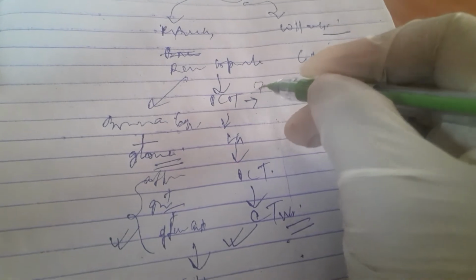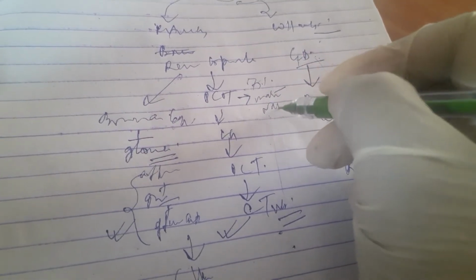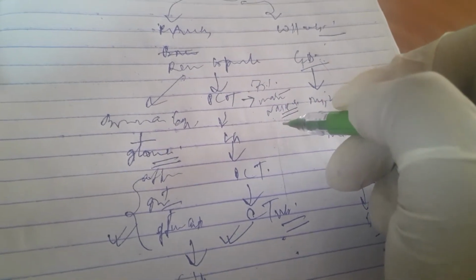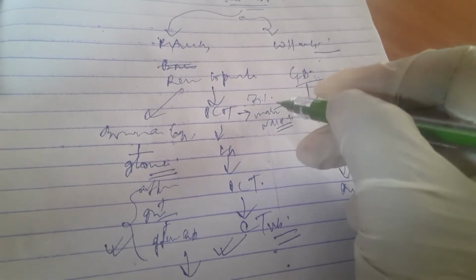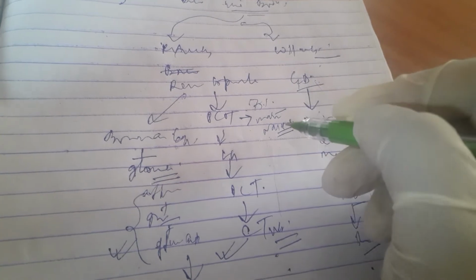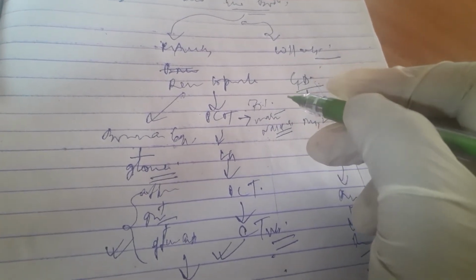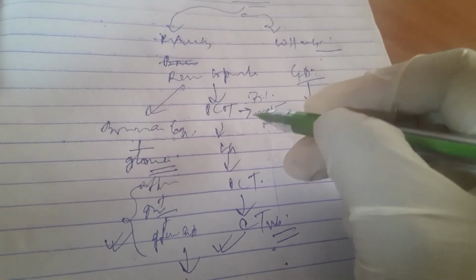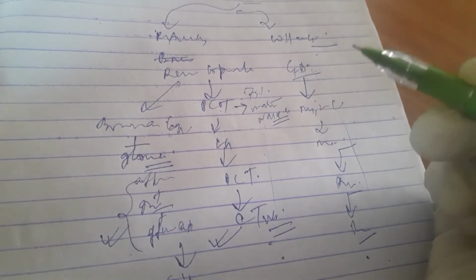Then comes the proximal convoluted tubule. Here 75% of the water and electrolytes, that is sodium, potassium and chloride, are reabsorbed. Our GFR, the glomerular filtration rate, is 125 milliliters per minute, out of which 124 ml is reabsorbed again. Only 1 milliliter per minute is finally excreted. So it is mainly done by the proximal convoluted tubule.